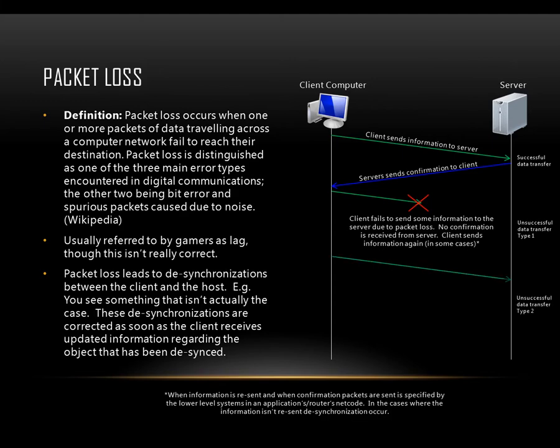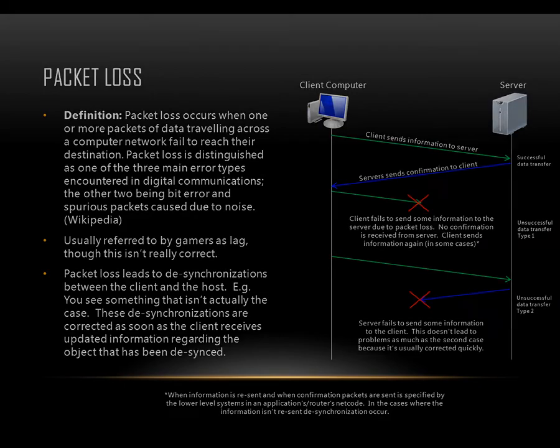Unsuccessful data transfer type 2. This is where the client sends their information successfully, but the server fails to send some information. And this doesn't lead to problems as much as the second case, or the case that I just listed before. And this is because the server is constantly sending information. They're always updating the client with new information. So any information that they send that doesn't reach the client is usually fixed very quickly as they send updated information.